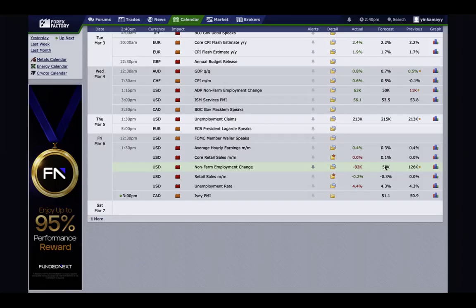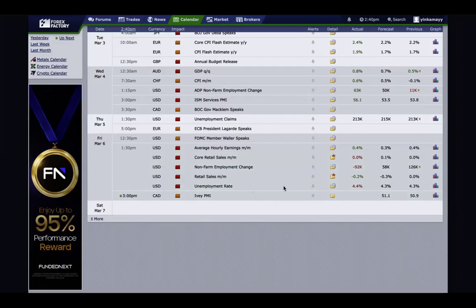The forecast was 58K. We didn't even come in positive for the jobs market. We didn't have more jobs coming. In fact, we lost jobs on this particular day. Minus 92,000 jobs were lost. That was the report that came out. So what do you think this report affects on the marketplace? Just as you can see it here, red, bearish.